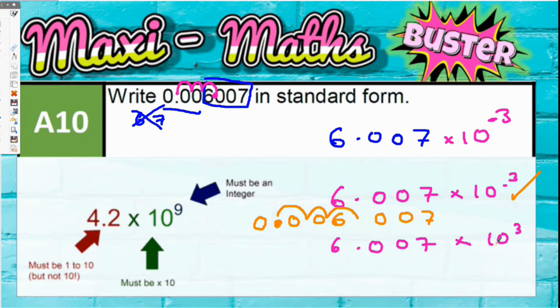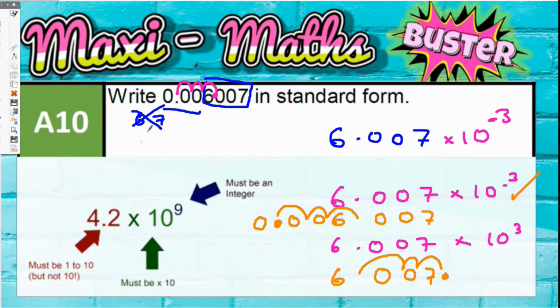If it's a positive power of 10, then you take the point out and you move the point 3 places to the right. So this point goes 1, 2, 3 and goes back in there. So that would just be 6007. So 6.007 times 10 to the power of negative 3 is 0.006007. But 6.007 times 10 to the power of 3 is 6007.